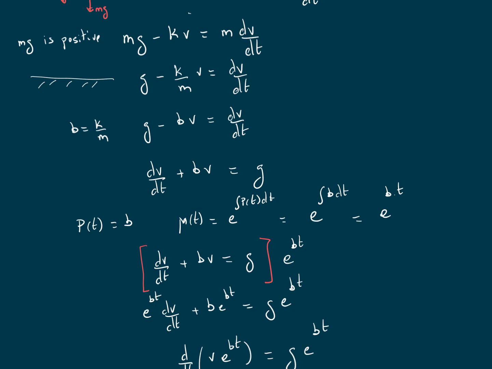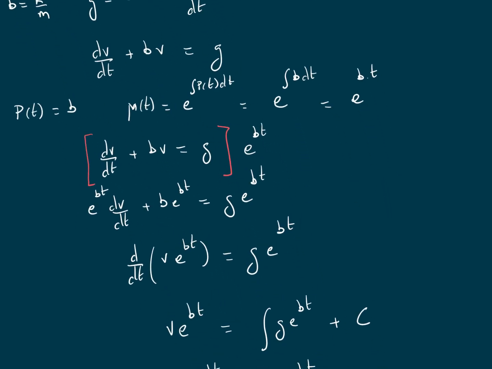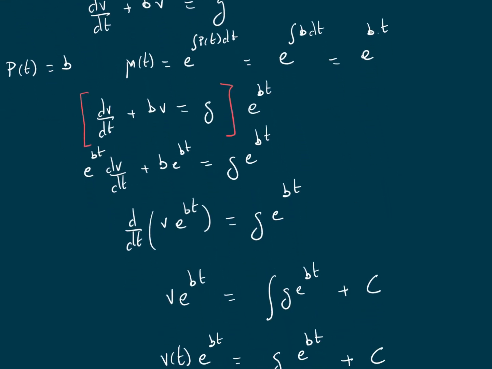In the second step, we multiply the whole equation by e^(bt). If we multiply the whole equation by e^(bt), we will find this equation that you see here. This is the equation that you will find. Now, what is the advantage of this? What is the advantage of multiplying by the integrating factor?